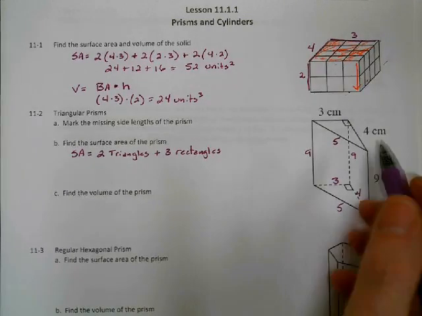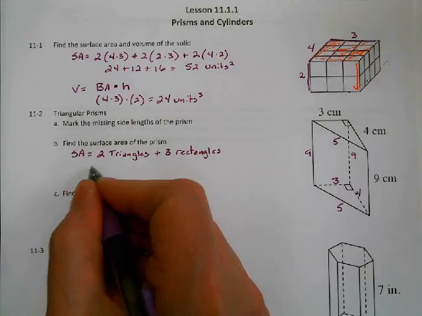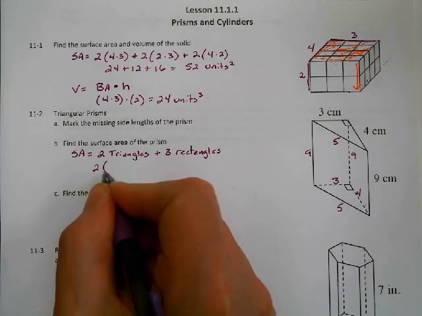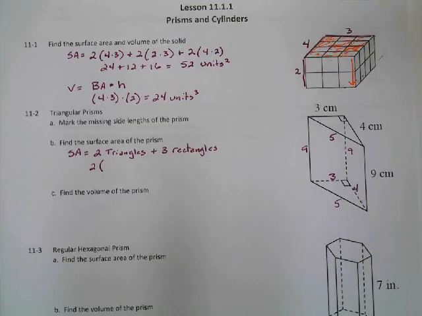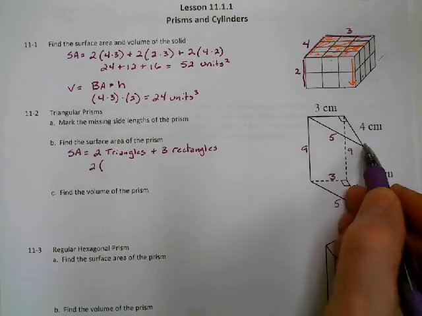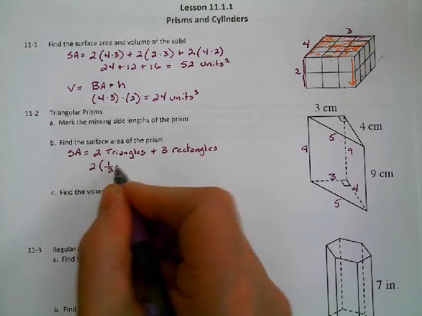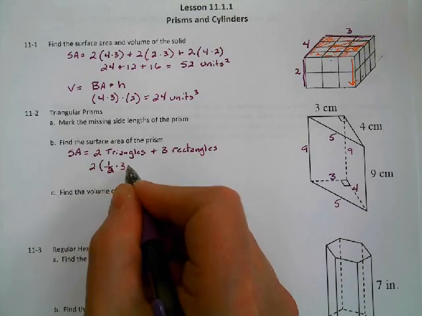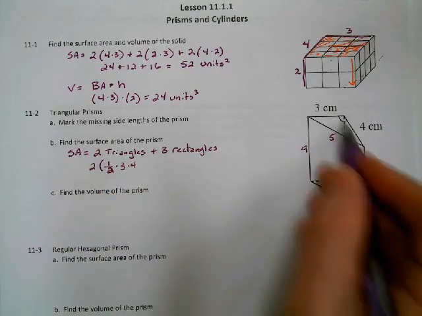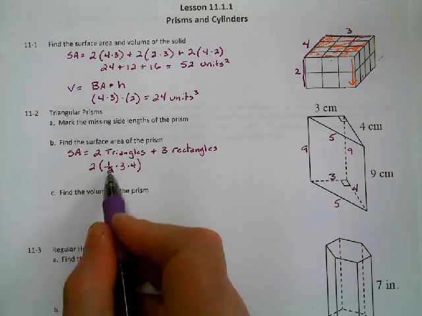So my 2 triangles are exactly the same. Triangle formula is 1/2 base times height. Remember, base and height are perpendicular to each other. So this would be 1/2 of 3 times 4. Base of 3, height of 4. So that's the 2 triangles, 2 of the 1/2 3 times 4s.